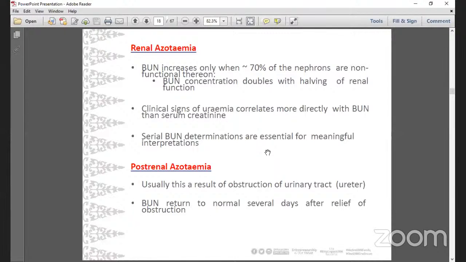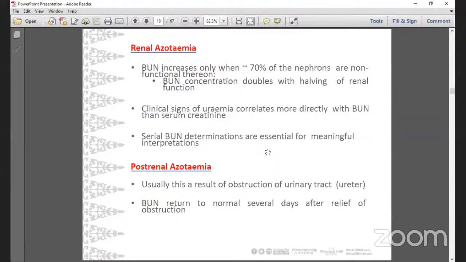Next is renal azotemia. From the term itself, we know it is associated with renal function. BUN will increase only when 70% of the nephrons are affected. And renal azotemia will come together with the clinical signs of uremia.